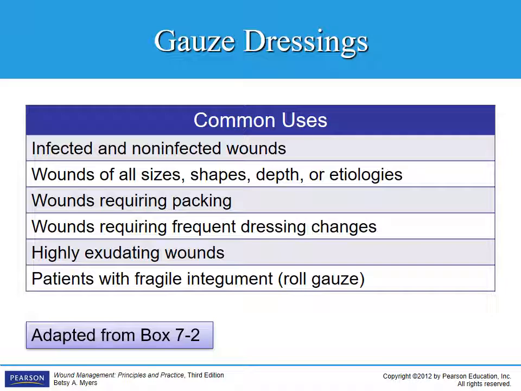If you've got a lot of drainage coming out of a wound, you're probably going to pack it with gauze. And then patients with a fragile skin integument. So you use a roll gauze, like I said. You may use a roll gauze as a secondary dressing, so you'll roll it around the primary dressing and then tape the gauze itself, not to the skin but to itself, so that you have that secondary dressing and you protect the primary dressing and you also protect the skin of that person.